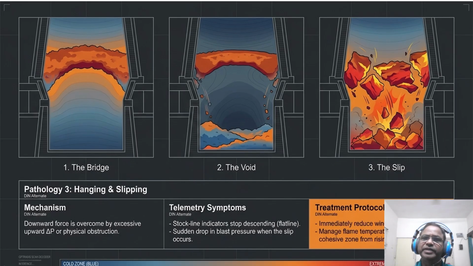Massive slips are dangerous because they dump the cold material directly into the lower zone, and as we all know, the consequences are an increase in direct reduction, an increase in fuel rate, fluctuation in the chemistry, and a lot of heat dissipation in the hearth, which is an ultimately dangerous approach.